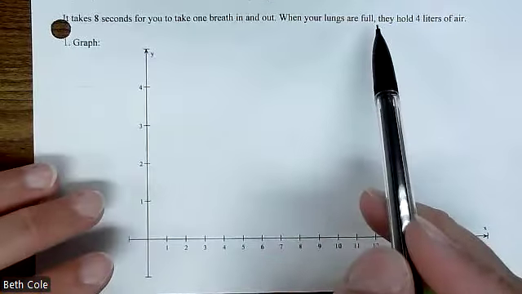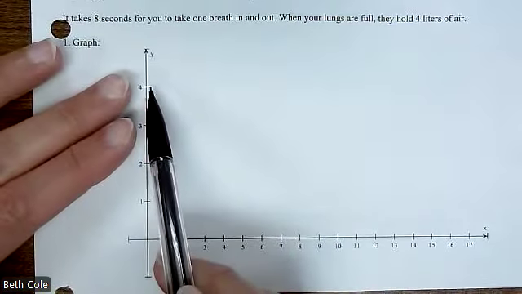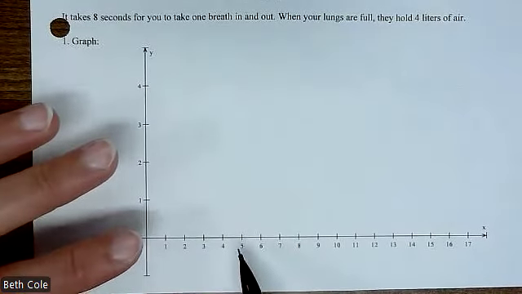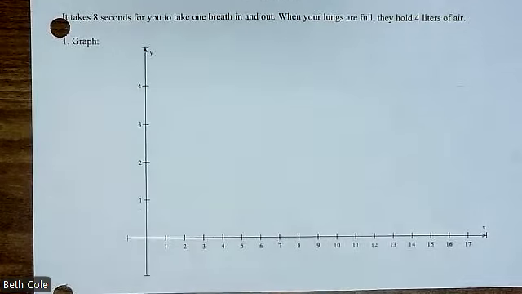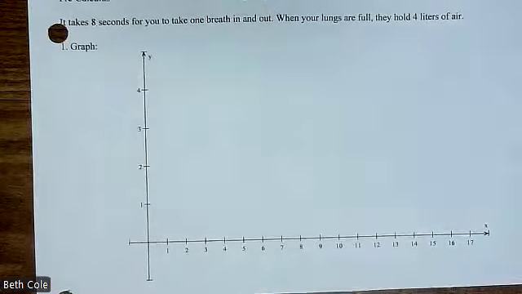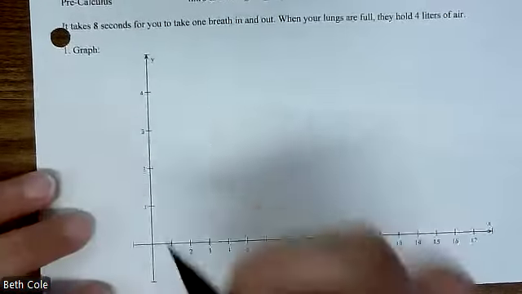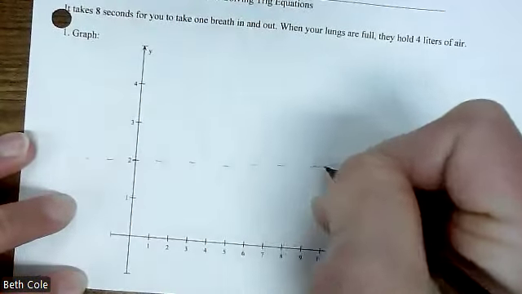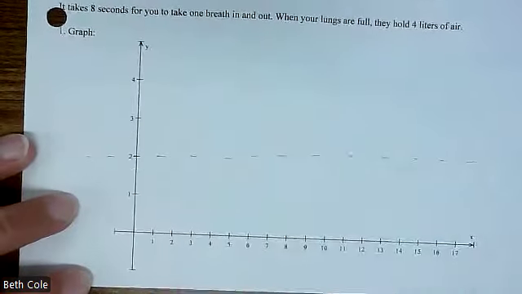When your lungs are full, they hold 4 liters. So the top of our wave is going to be up here. When they're empty, they hold nothing. I'm not a scientist, but I think your lungs can't actually be empty. Does that make sense? But we're going to pretend it goes down to 0. So if the maximum is 4 and the minimum is 0, where is our center line going to be? 2. Okay, so let's just dot that in. That's where our center line is going to be. I'll try and make this as straight of a line as possible here.